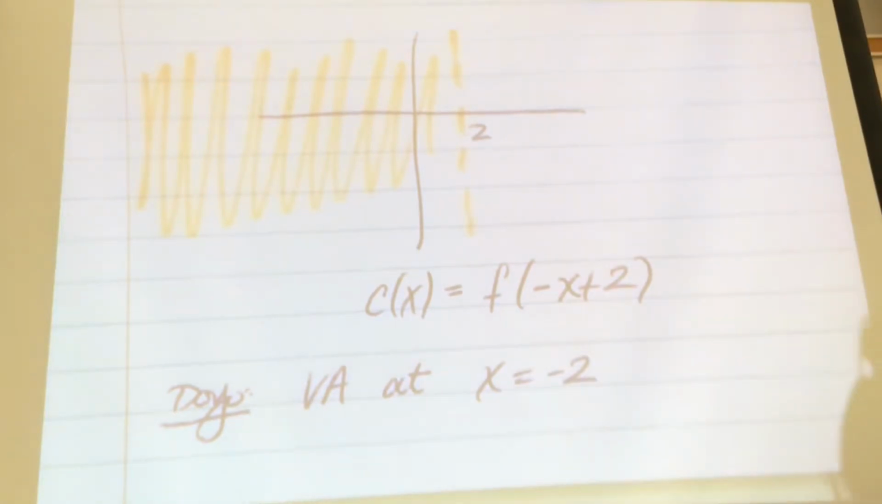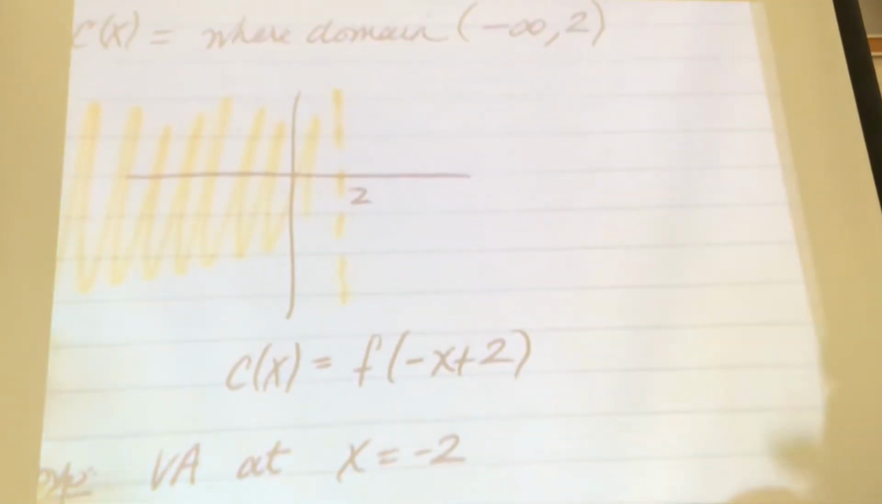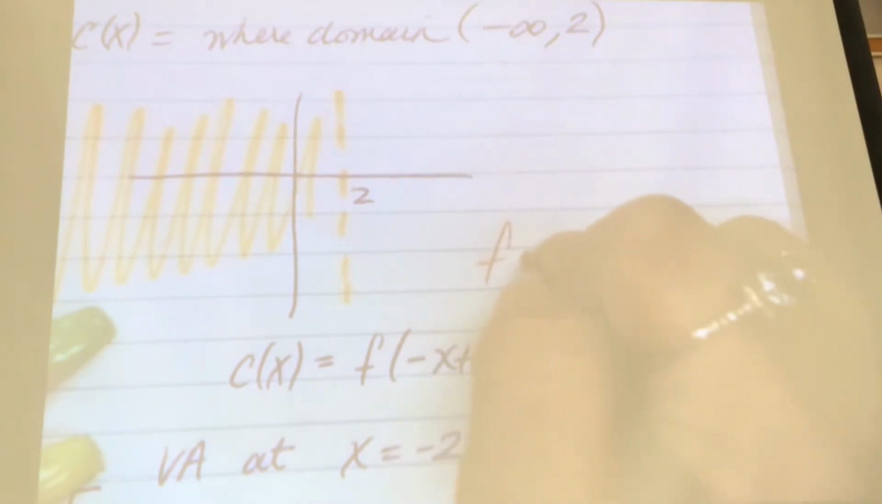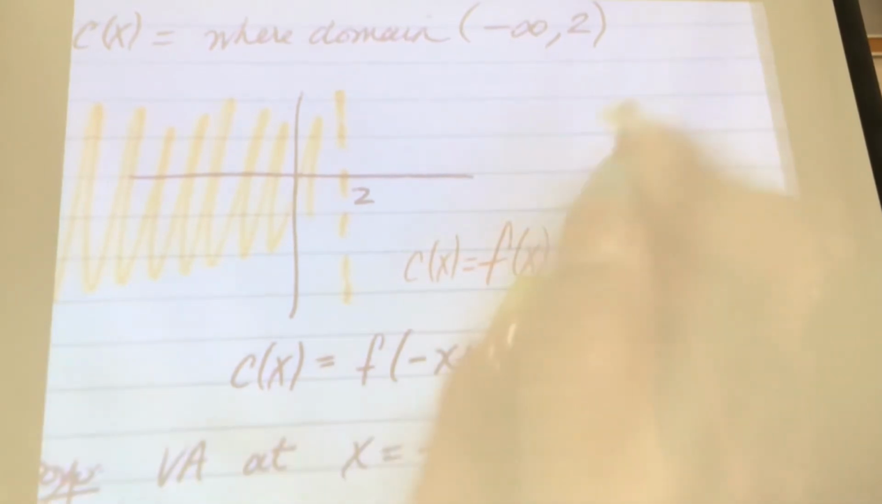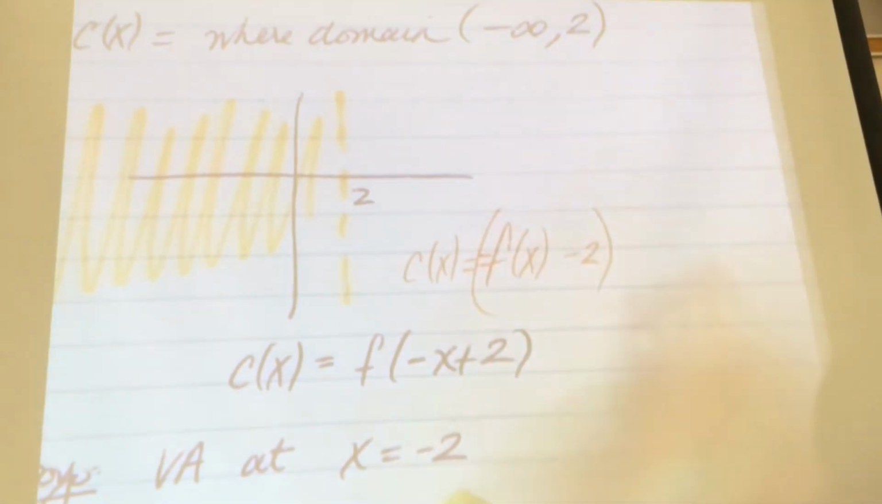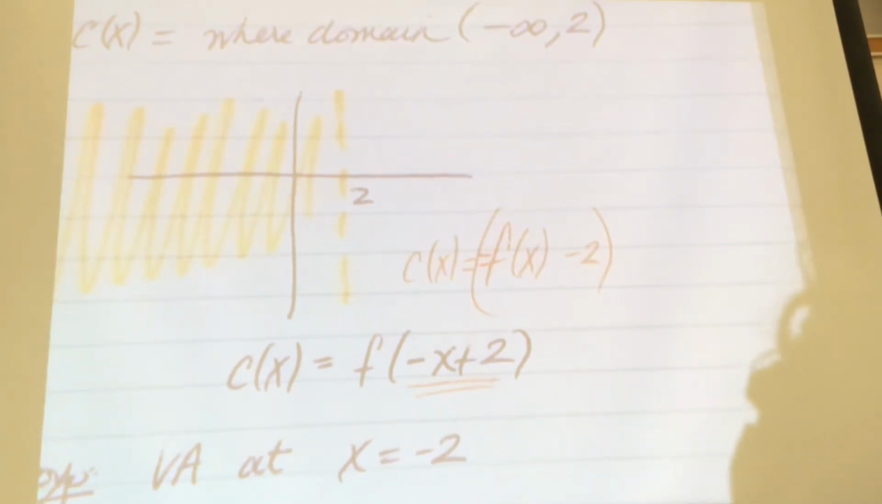Oh, I know what you're asking, Jessica. You're used to seeing it like this: f of, so you'll have c of x is equal to f of x, and then you're used to seeing that function and then -2, right? But you have to negate the entire argument, so it becomes this. I know, it's a lot.